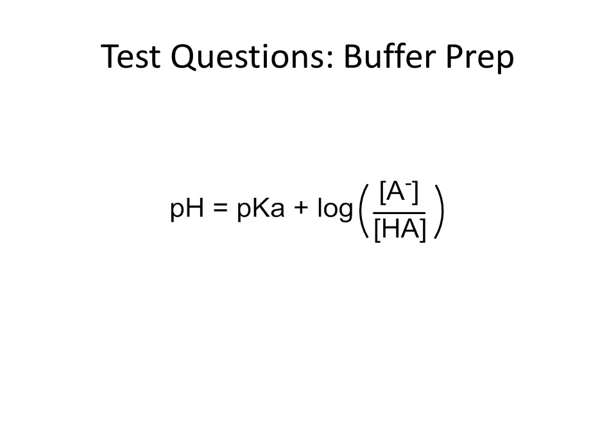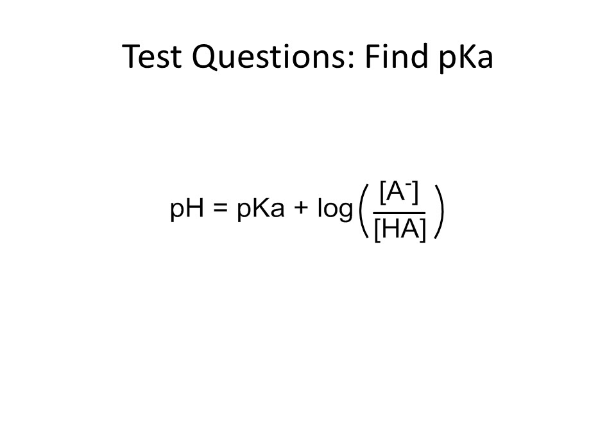Number 1 is buffer preparation. I can give you the information on the right-hand side, the pKa of a particular acid, the concentrations of the acid and its conjugate base, and tell me, if you mix them together, what is going to be the pH of the particular buffer. I can also ask you to find the pKa of a particular acid and give you the ratios of HA and A minus, give you the pH of the solution in question, manipulate the equation so that you can tell me what the pKa value is.